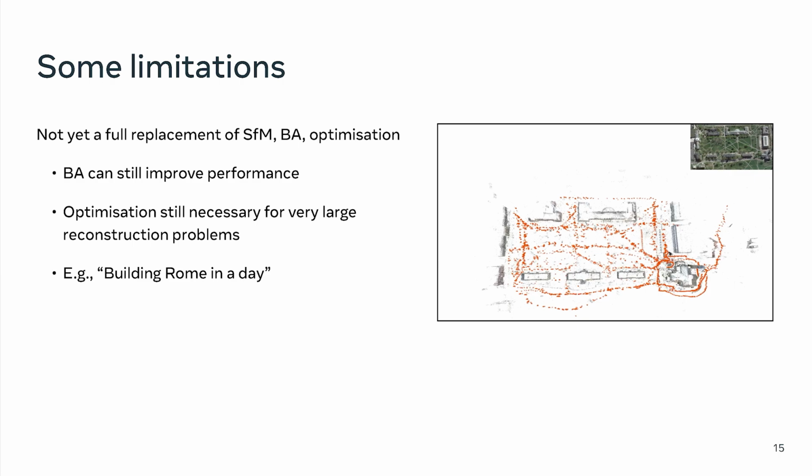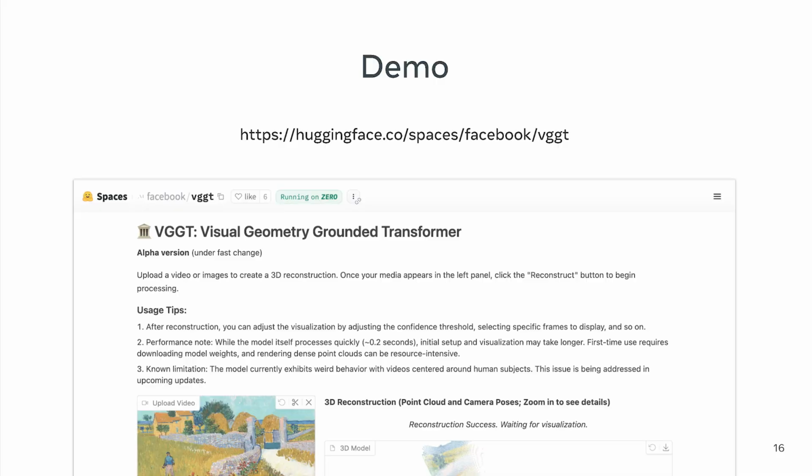And so if you want to reconstruct Rome in a day from, say, 100,000 images, then you're out of luck. In this case, you would still need to combine this with some optimization in post-processing. But if you're not targeting this sort of problem, then this is a very reasonable way of performing 3D reconstruction now. In fact, I'm going to try to give you a little demo of this because I like risks. And we'll see where this works.